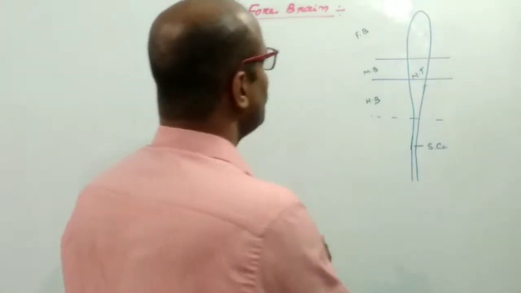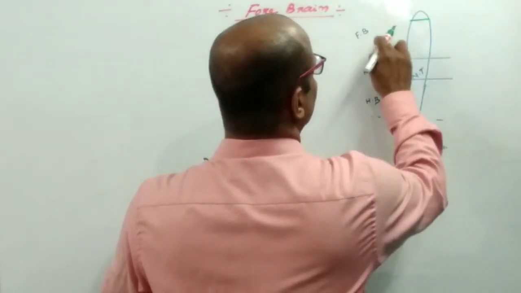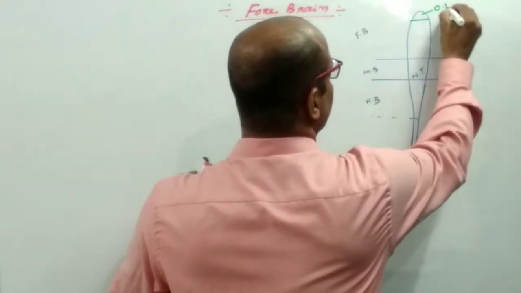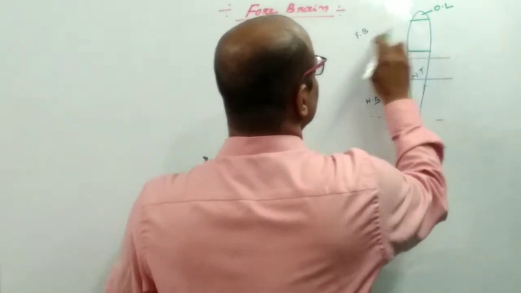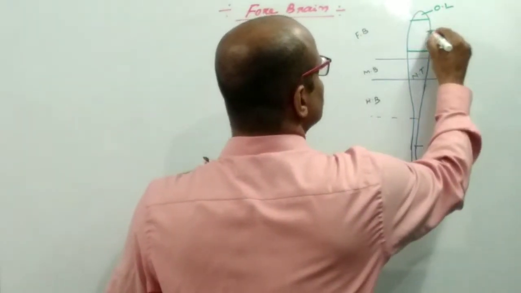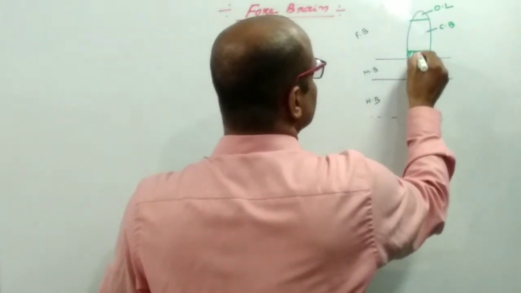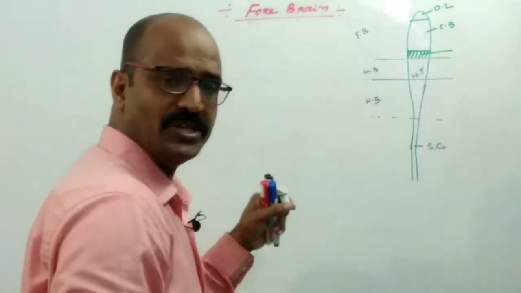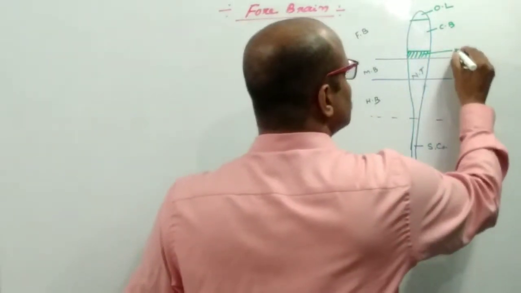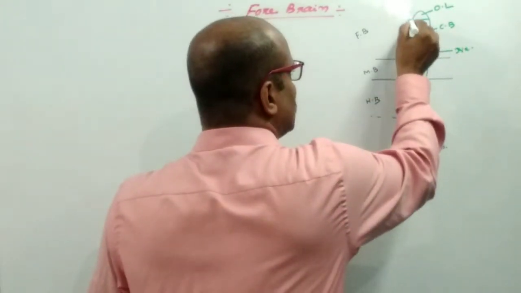The forebrain has three important parts. The anteriormost part of the forebrain differentiates into the olfactory lobe, the middle portion differentiates into the cerebrum, and the last part of the forebrain, a very small region, differentiates into the diencephalon.